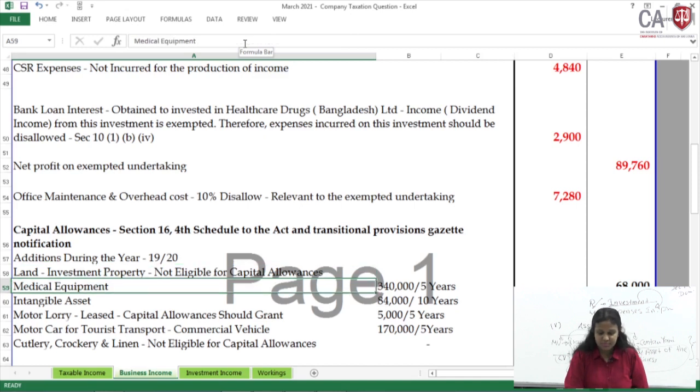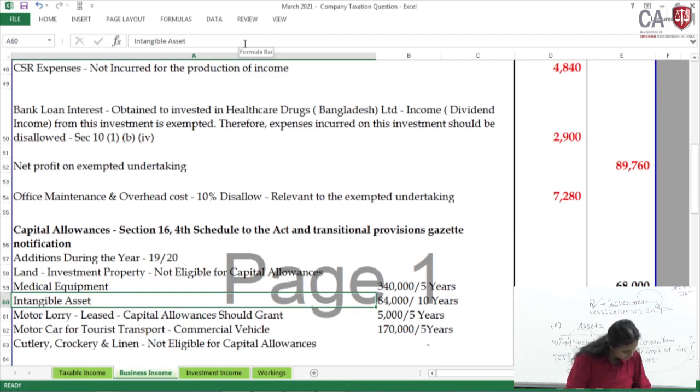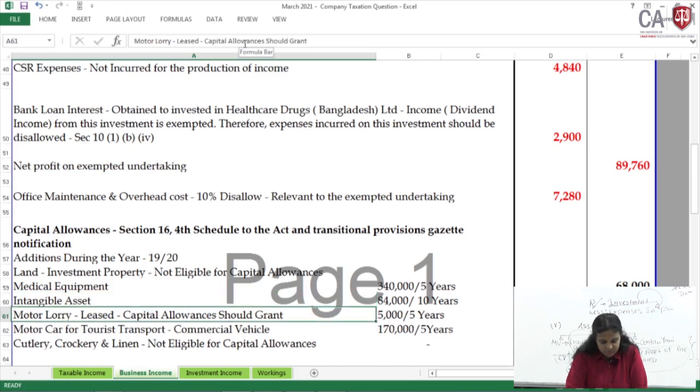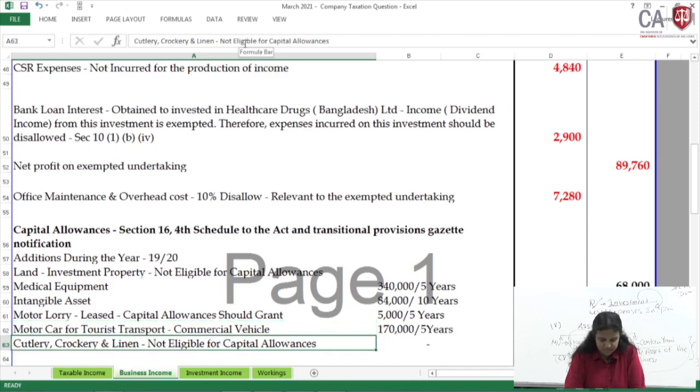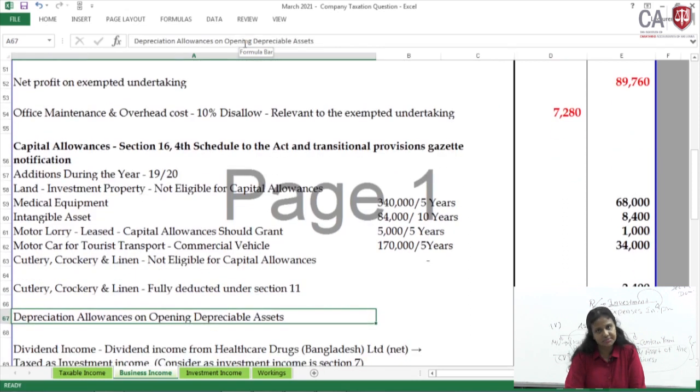Okay, medical equipment 5 years, intangible asset 10 years. The actual useful lifetime has been given. You have to apply that. If the useful lifetime is indefinite, then 20 years is given as the number of years. Okay, is it 20? Yes. Then motor lorry lease: irrespective of lease, capital allowances should be granted. Motor car for tourist transport is a commercial vehicle. 5 years we have to give the capital allowance. Cutlery, crockery and linen are not eligible for capital allowances. We cannot ignore it, we have to come to it.